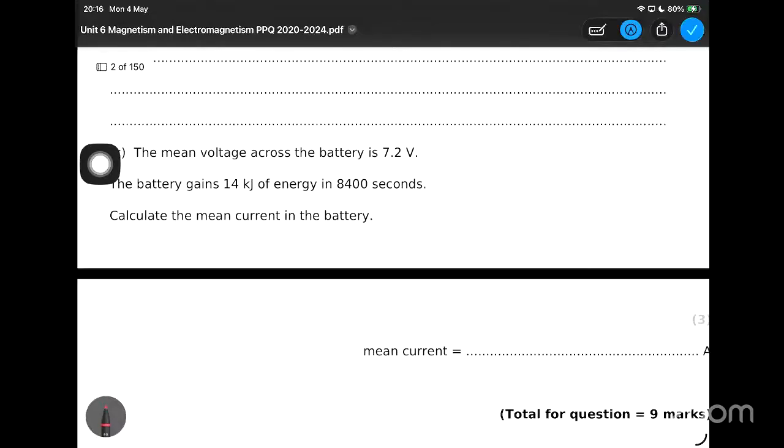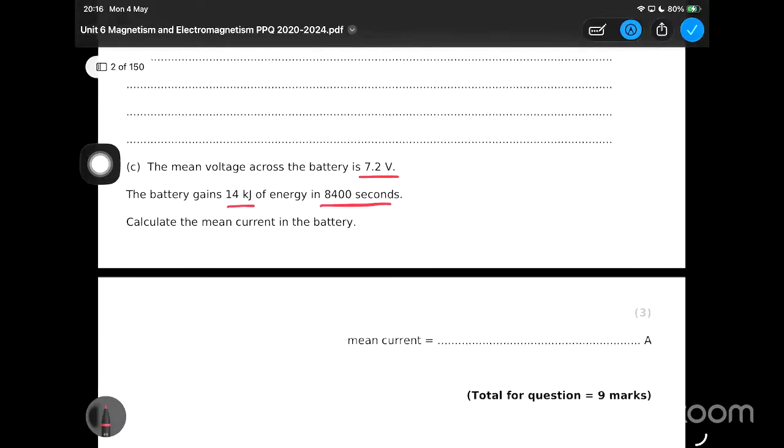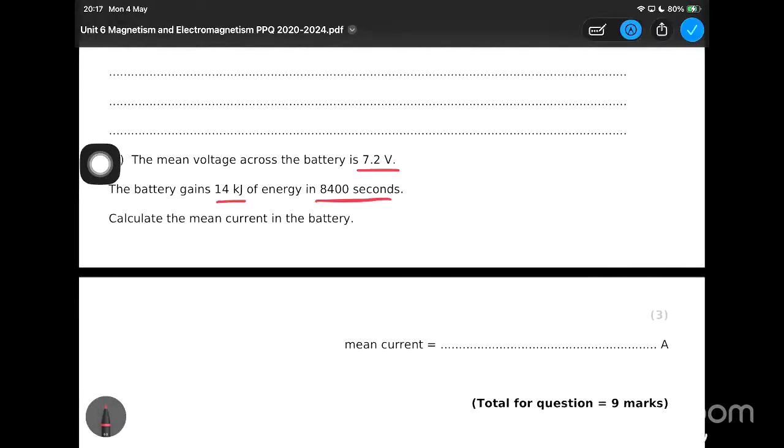The mean voltage across the battery is 7.2 volts. The battery gains 14 kilojoules of energy in 8,400 seconds. Calculate the mean current in the battery. So what are the data points they have given? They have given a voltage value, an energy value, and a time value, and they are asking for the current value. So all these quantities must be connected with an equation, right?